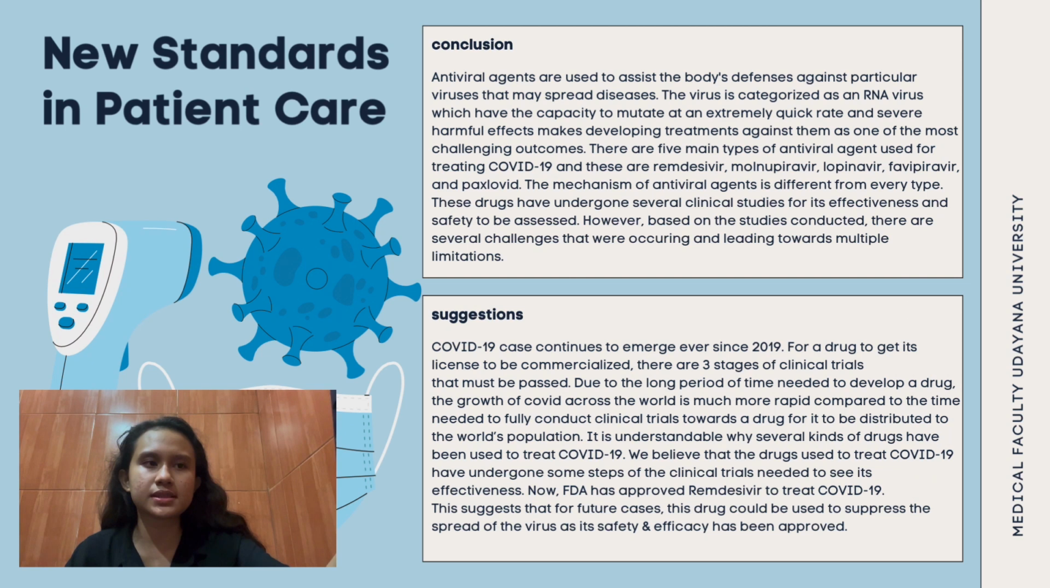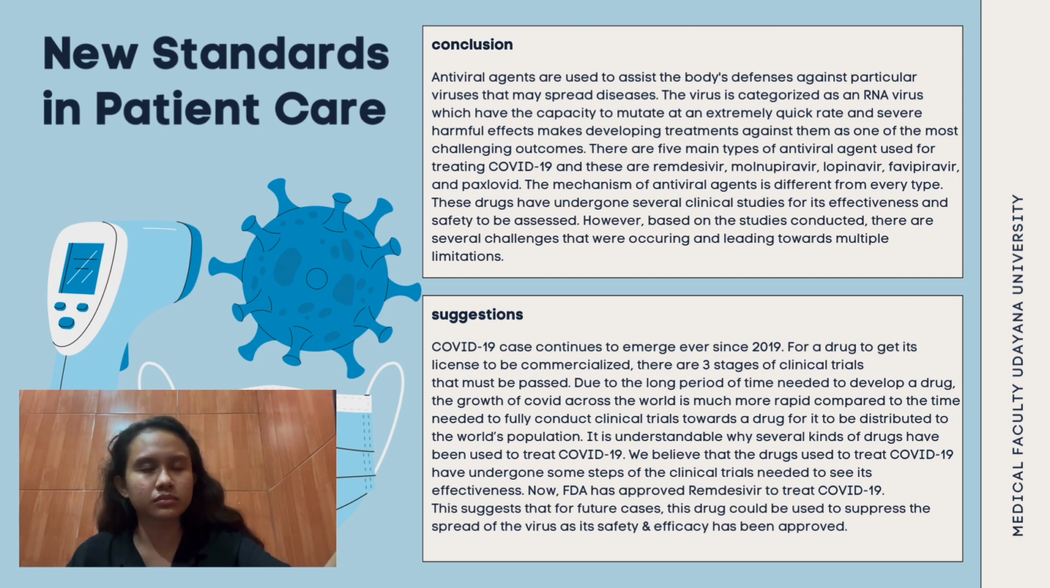And for suggestions, COVID-19 cases continue to emerge since the year 2019. Several drugs, including drugs for parasites, have been prescribed to treat patients with COVID-19. For a drug to get its license and to be commercialized, there are 3 stages of clinical trials that must be passed, which altogether require more than 15 years to conduct.